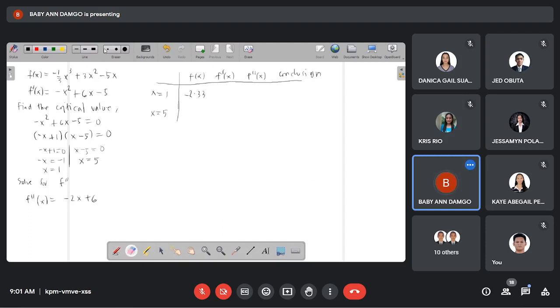Okay, so next, f prime of x is 0, so this is a critical number. So next, we will substitute 1 into the second derivative. So we have the second derivative of 1, which is negative 2 times 1 plus 6. So we have negative 2 plus 6, which is equal to 4. So this is positive.